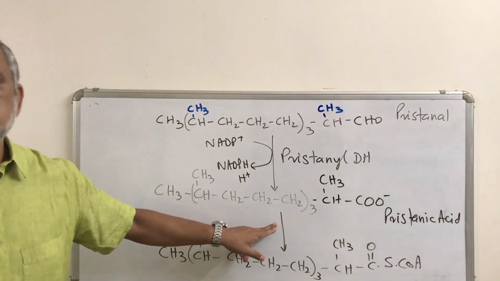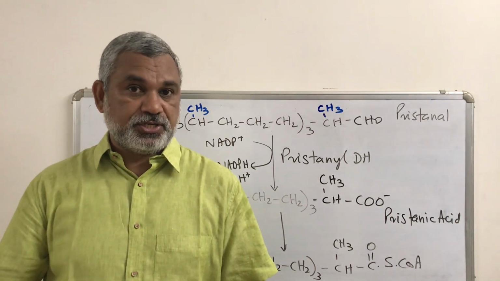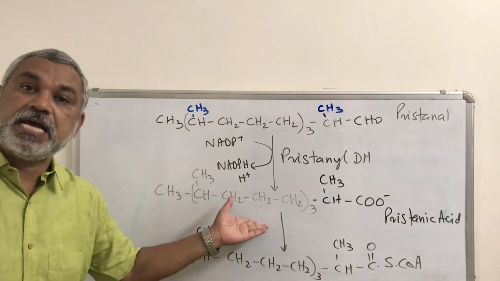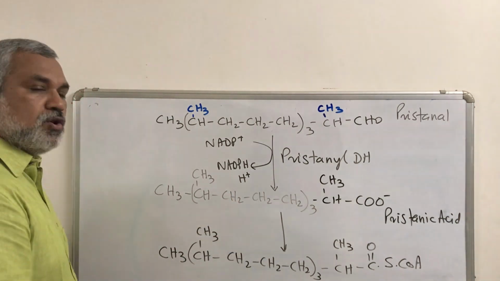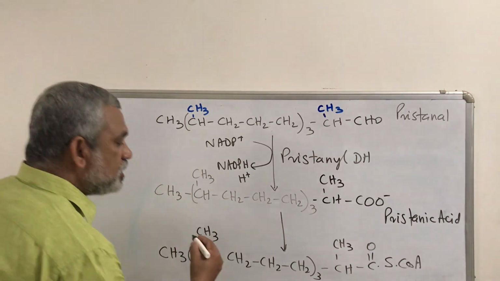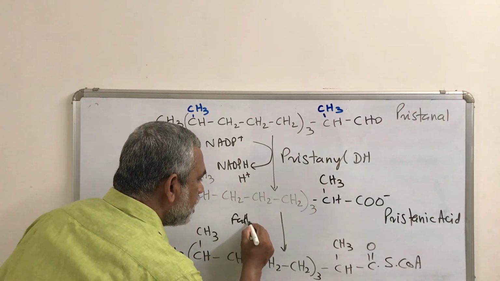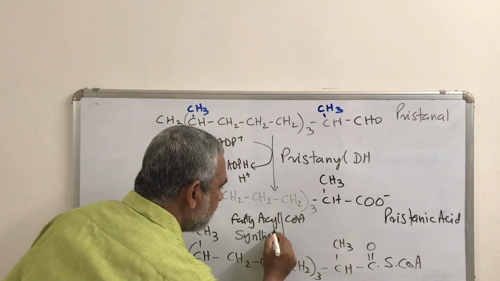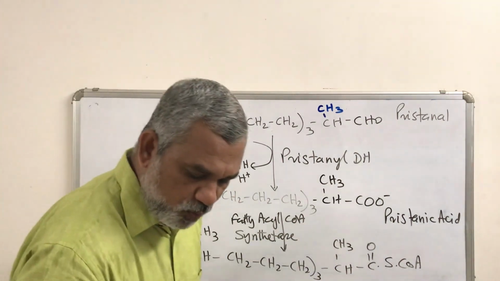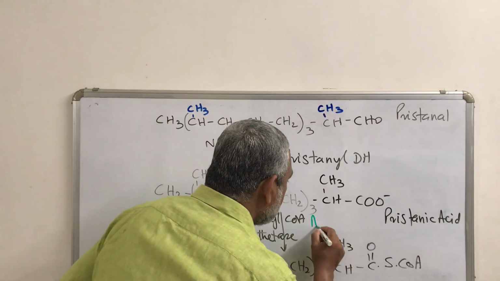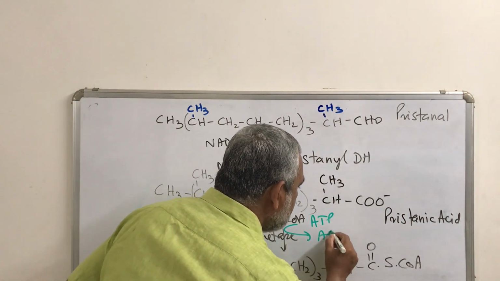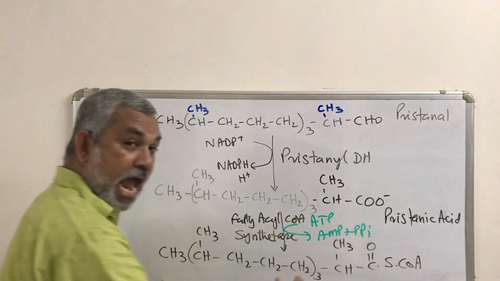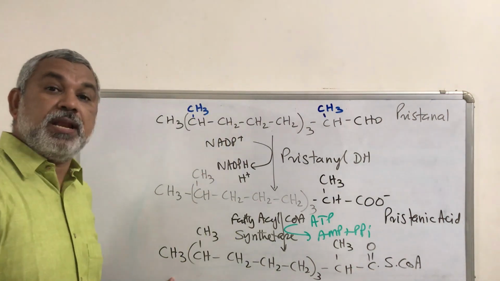Now once the pristanic acid is formed, it has to undergo beta oxidation. So we know that in order to carry out beta oxidation, this fatty acid must be activated. So there are long chain fatty acyl CoA synthetases. And as we know, that requires a molecule of ATP. ATP will be cleaved to AMP plus PPi, and it will become an active form, that is pristanoyl-CoA.